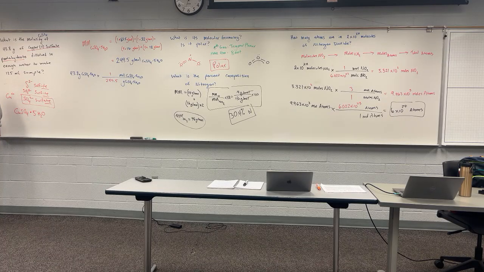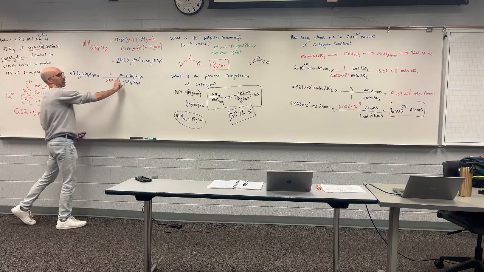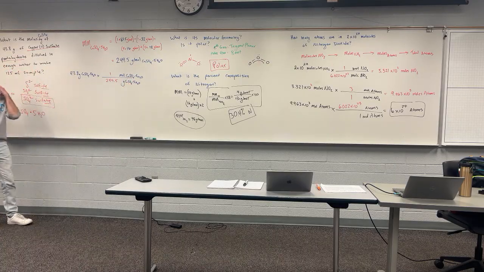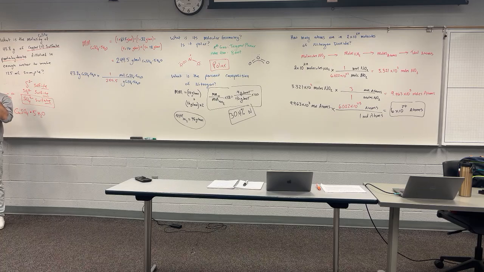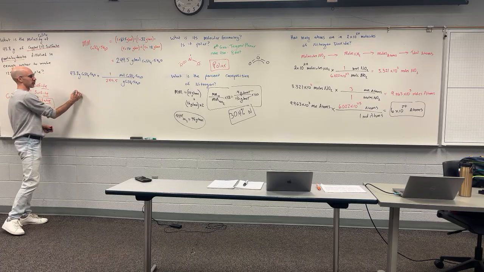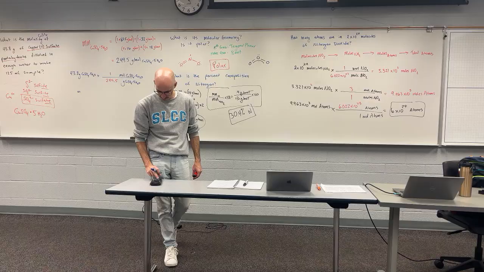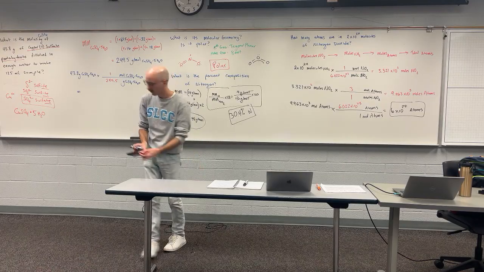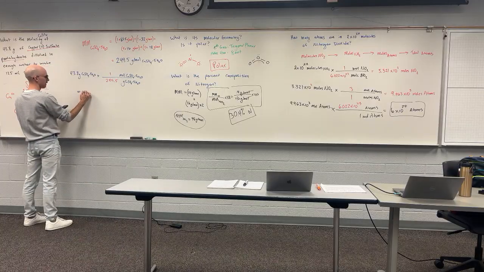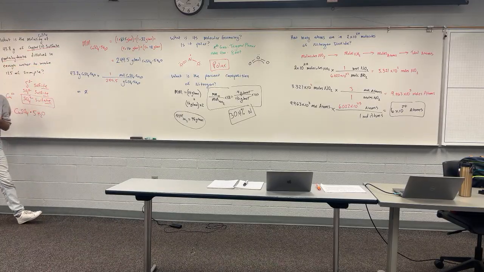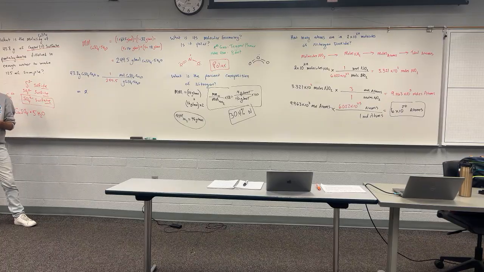Which means technically I have to do a mole to mole ratio. Once I find out how many moles of my hydrated salt I have, I'd have to find out how many moles of the dehydrated salt I have. Let's do this conversion first. 43.8 divided by 249.5. Tell me what you guys get. You say 176? 176? Okay.